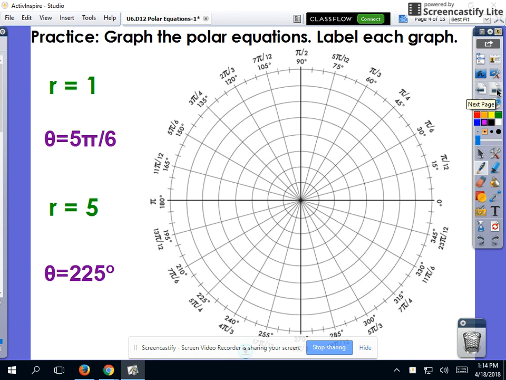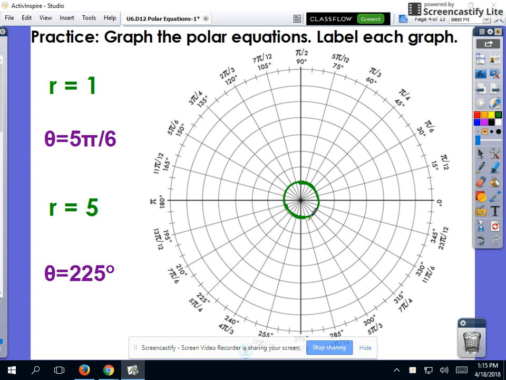Now, let's go ahead and graph each of these and label them. So we have r equals 1. That is going to be which one, a line or a circle? Should be a circle. R equals 1. It's not the best, but that's what we got.